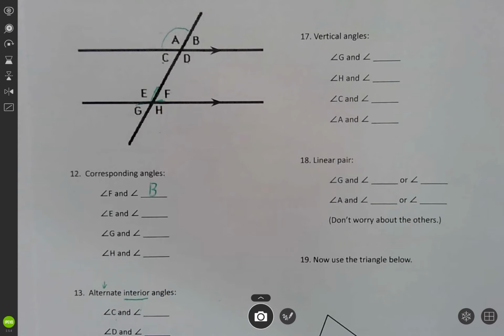Please continue and finish through number 18. Pause the video. Your sub will set a timer.